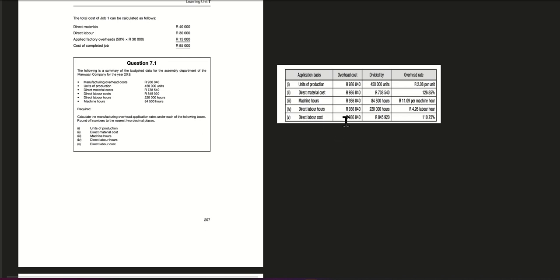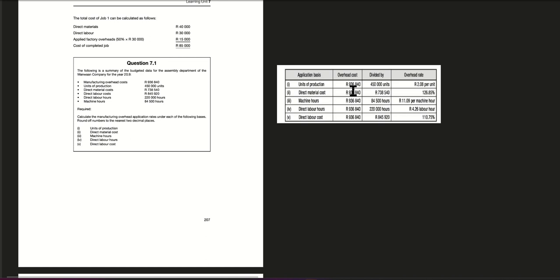So these are all the costs that were provided to you: the cost and the units. Units, cost, hours, right? One more time: units, cost, hours, that were provided to you.